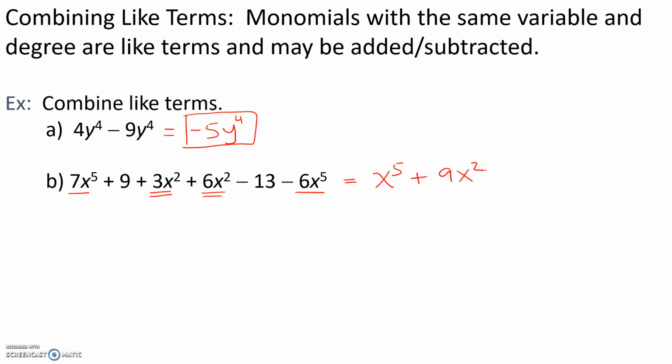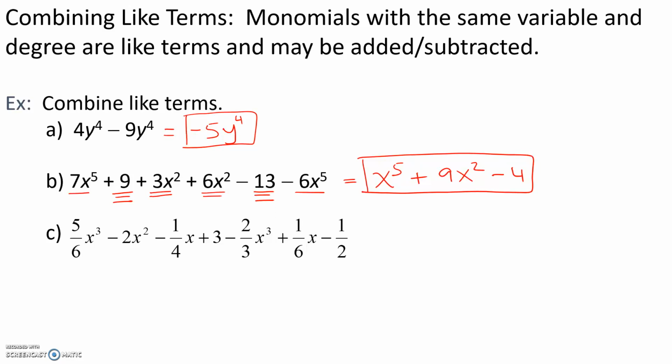When we add or subtract like terms, we keep the variable and the degree the same. So our result will be 9x squared. Then we also have a positive 9 and negative 13 as like terms. They're constants. 9 minus 13 is negative 4. This is the result. x to the fifth plus 9x squared minus 4.